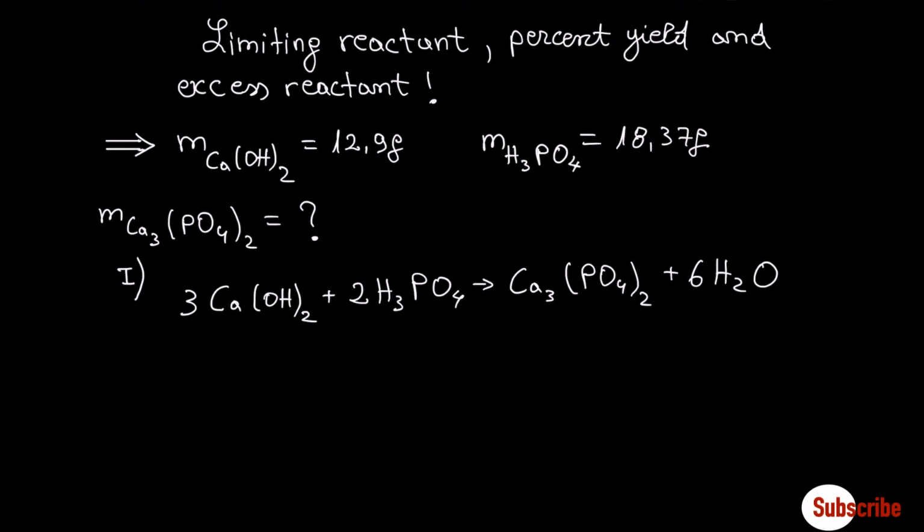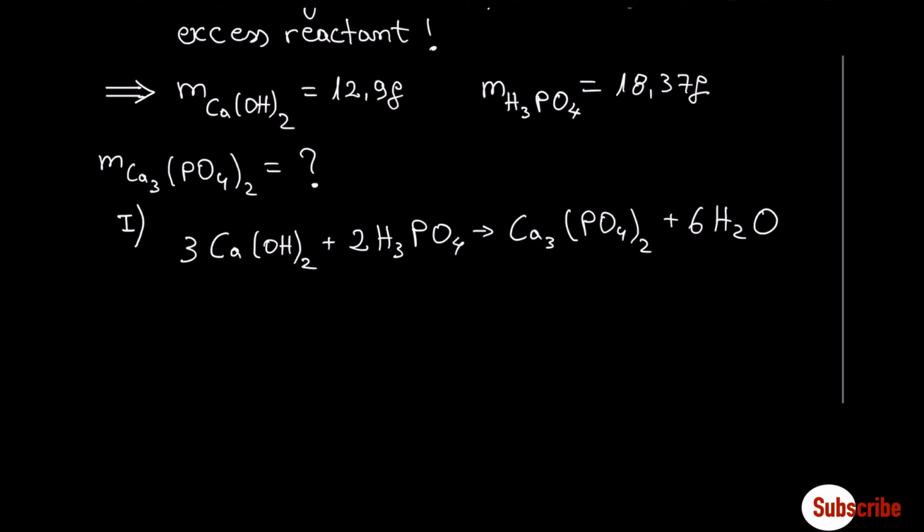What is the maximum amount of calcium phosphate that can be prepared from 12.9 gram of calcium hydroxide and 18.37 gram of phosphoric acid? First we have to write and balance the chemical equation. In this case it's already written unbalanced. After we have to find the number of moles for each reactant. So let's find the number of moles.